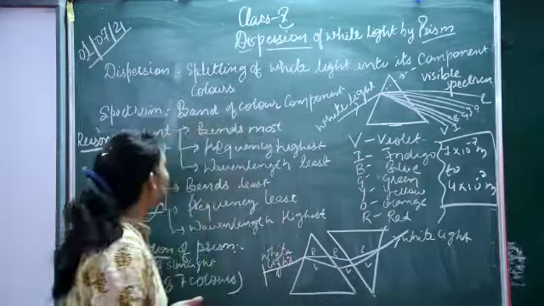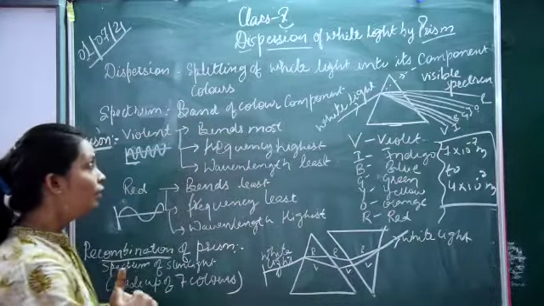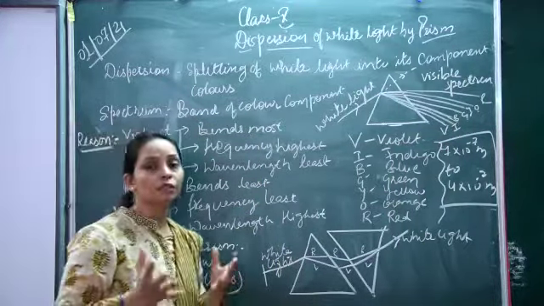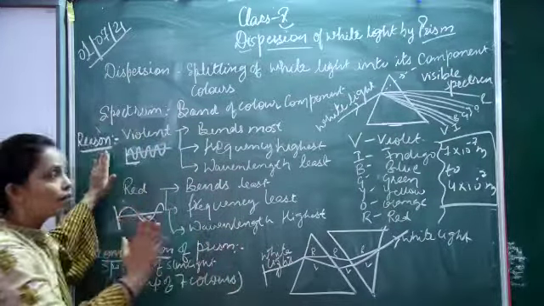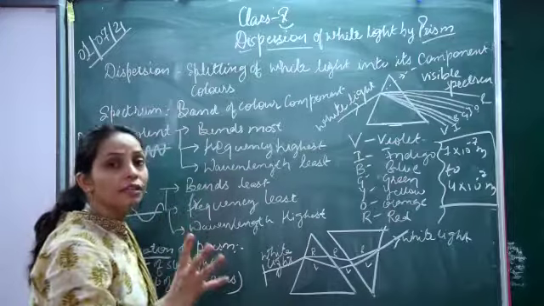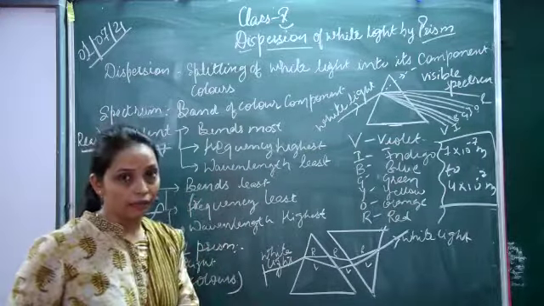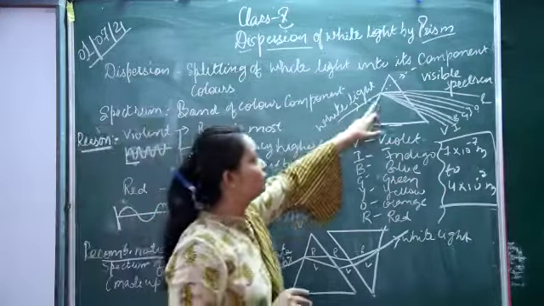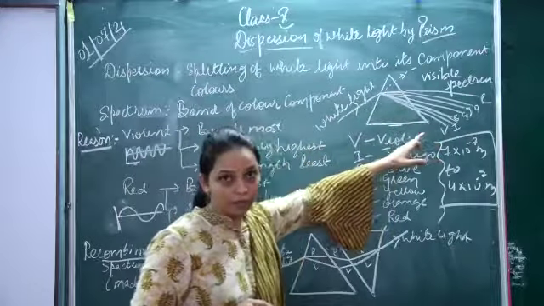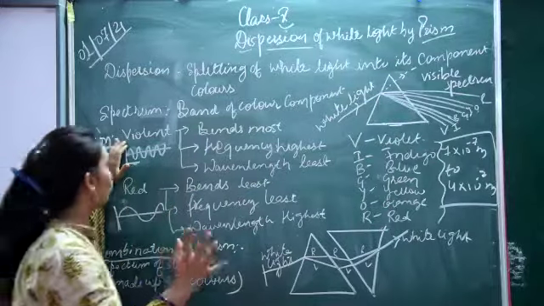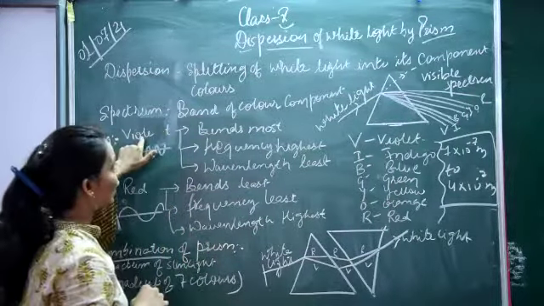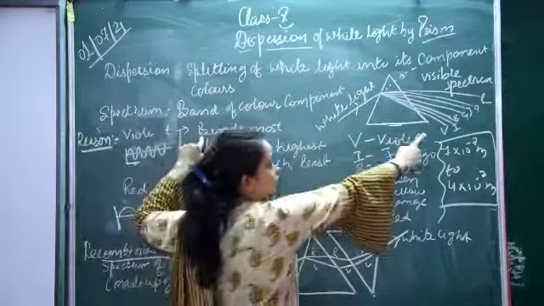light by a prism. Now, let us see what is the reason for the splitting of this white light into 7 colors. The reason is that every color has a different angle of bending, the angle through which it bends after passing through the prism, and this is the reason for their bending and the formation of the spectrum. The violet color bends the most, as you can see.